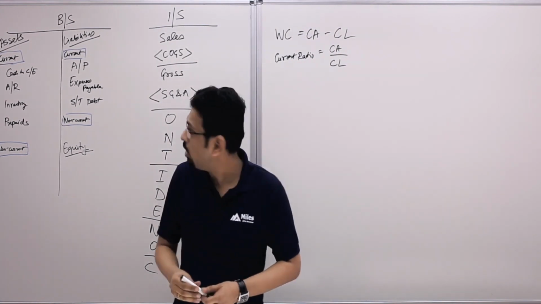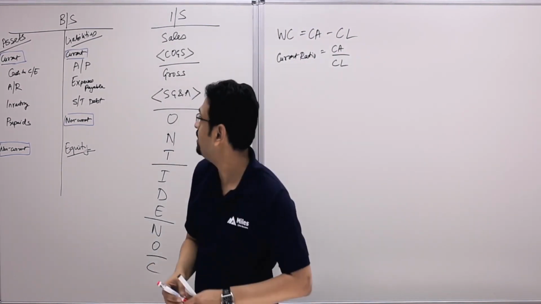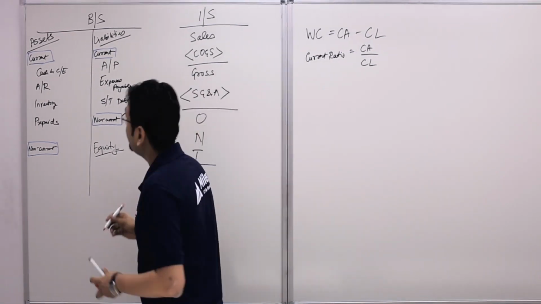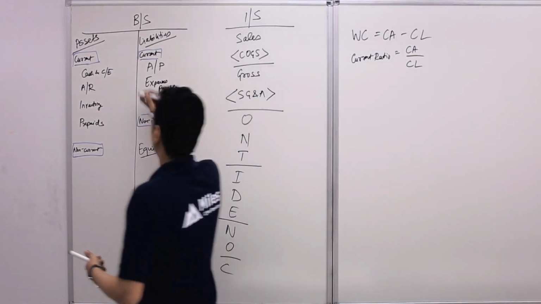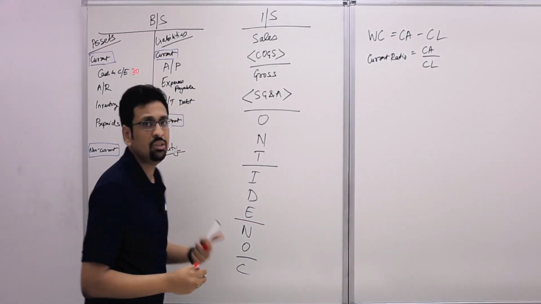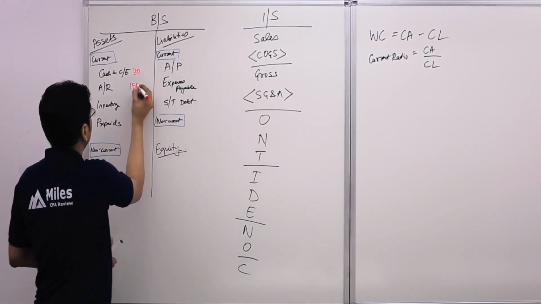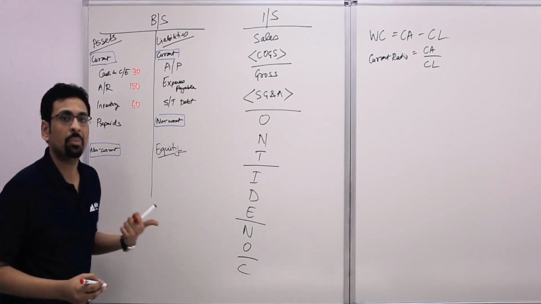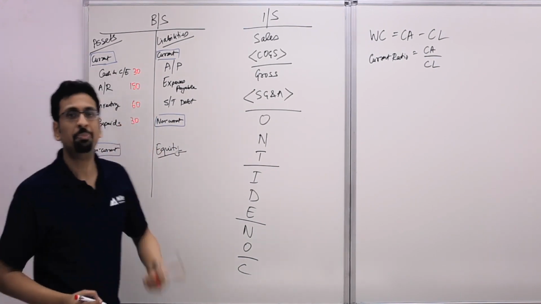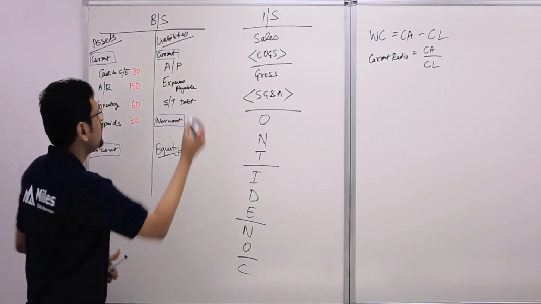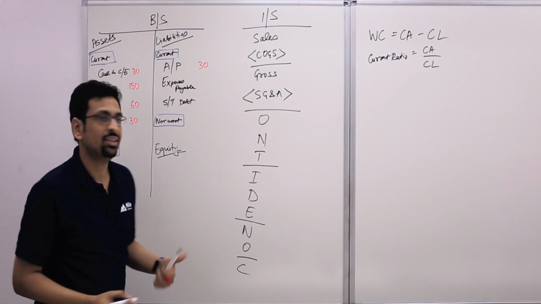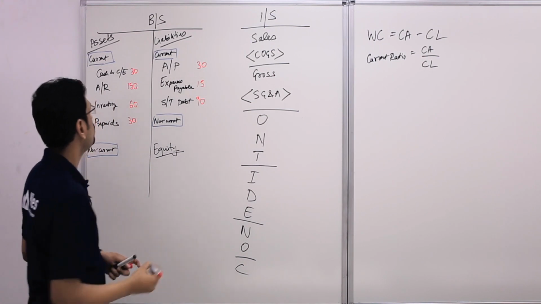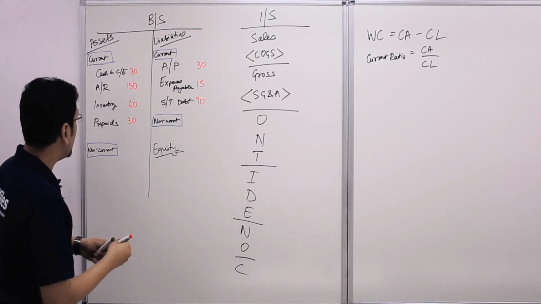Let me put a few numbers on the balance sheet out here so that you actually understand these ratios. Let's have a few numbers out here. So for cash and cash equivalents, let's put a number of $30,000. Accounts receivable, let's put $150,000. Inventory, let's have it at 60. For prepaids, let's have a number 30. Accounts payable, let's call it another 30. Expense payable, we could have, let's say, 15. Short-term debt, we could have 90,000. So now let's sum it up. What's our total current assets?